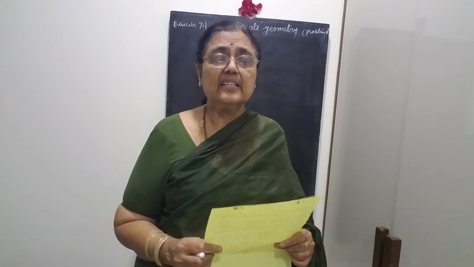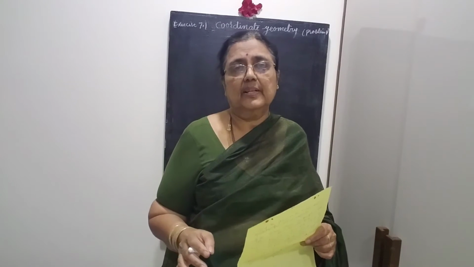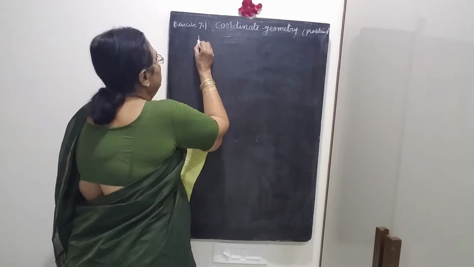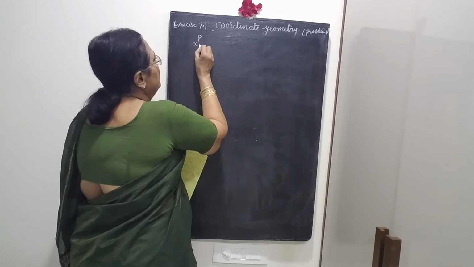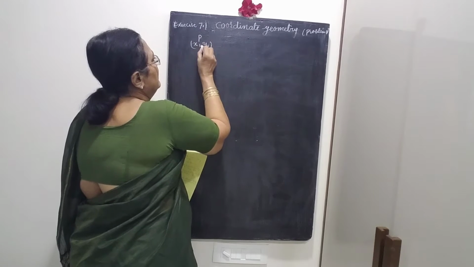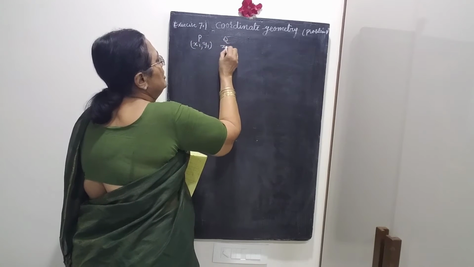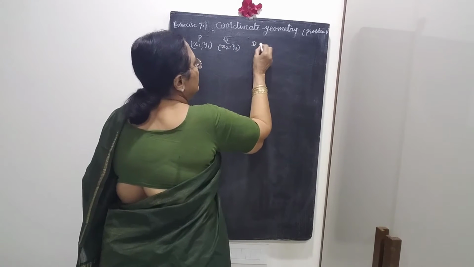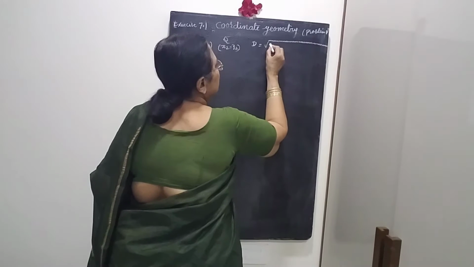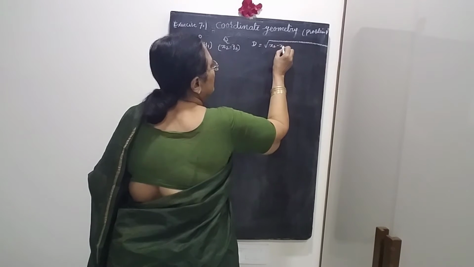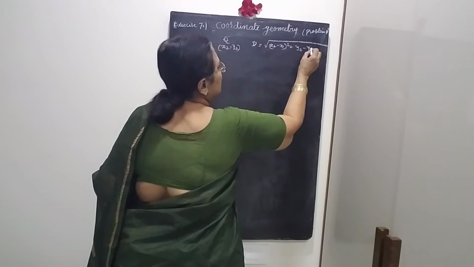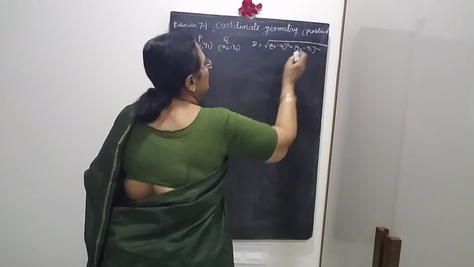This is finding the distance between 2 points. Suppose the point P is (x1, y1) and Q is (x2, y2). Then to find the distance, the formula you have to use is the root of (x2 minus x1) whole square plus (y2 minus y1) whole square. This formula you have to use.